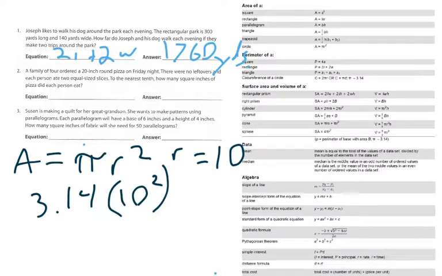So a family of 4 ordered this pizza. There weren't any leftovers. Each person ate 2 equal-sized slices. To the nearest tenth, how many square inches of pizza did each person eat? So we have to divide this by 4. So 4 people, each of them got the same amount of pizza. So we're going to divide that by 4, and we get 78.5. So that is how much pizza they got.